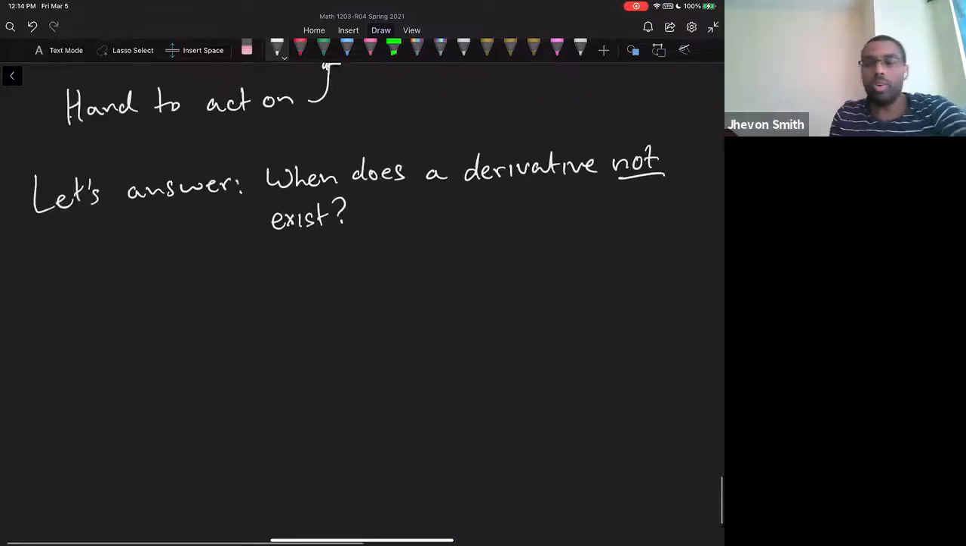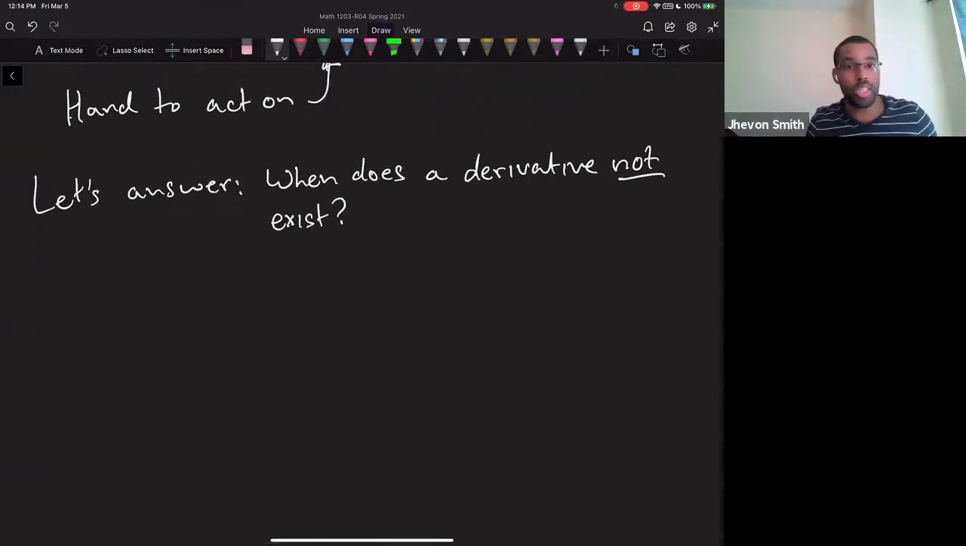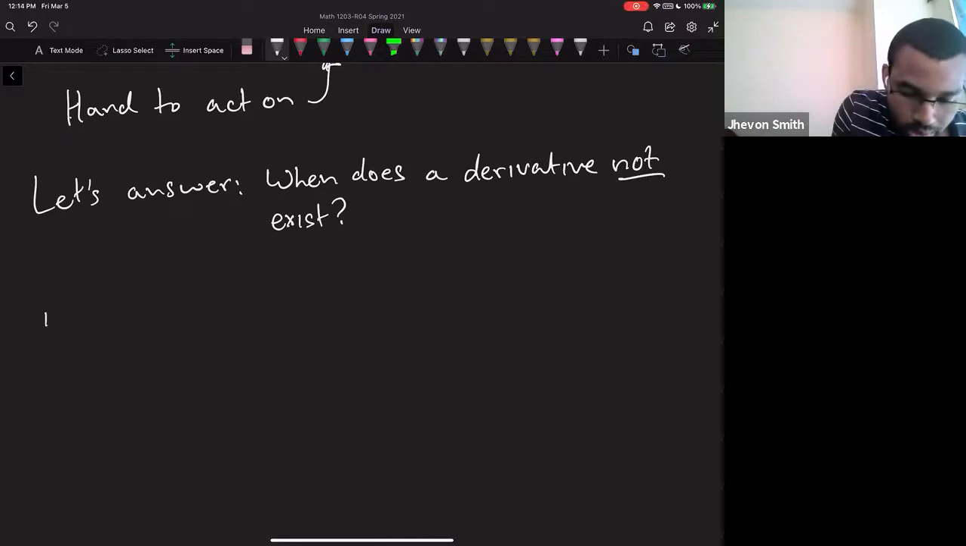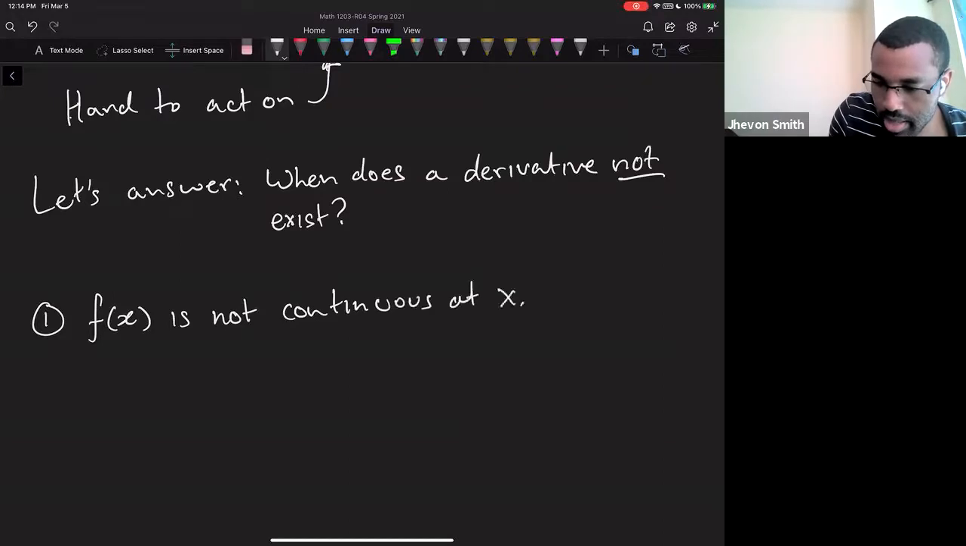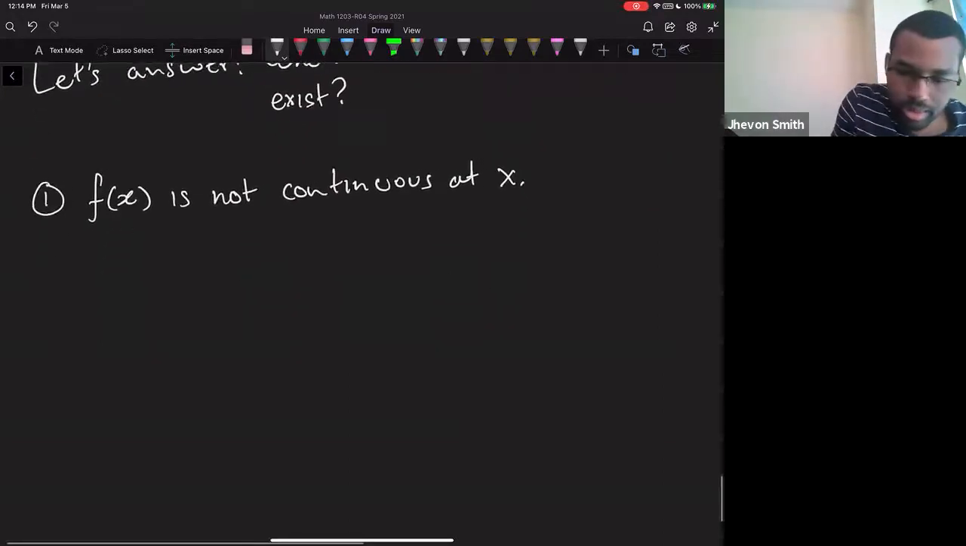Okay. So this is a much easier thing to answer, and it's a thing that you can identify even quicker. There are three main things that will actually stop a derivative from existing. One, f of x is not continuous at x, right? That's the first thing.